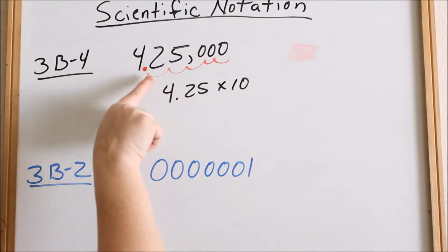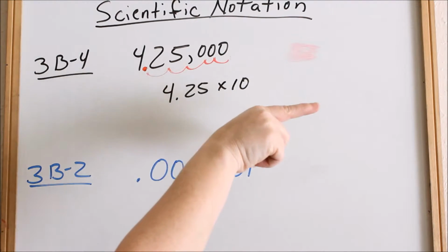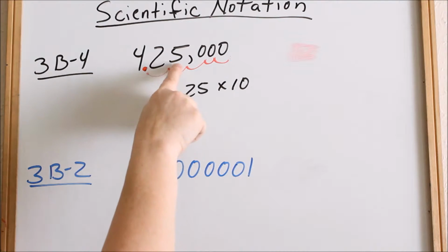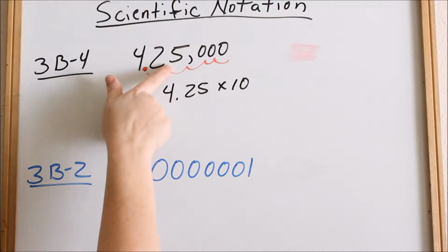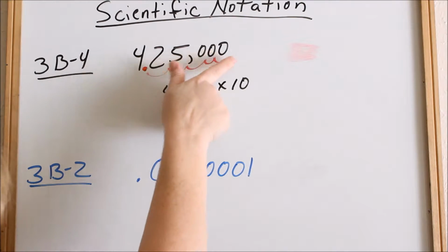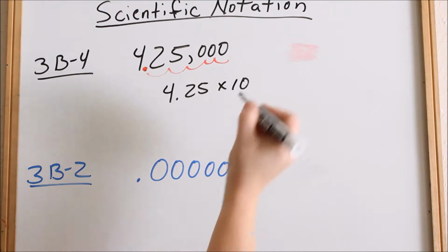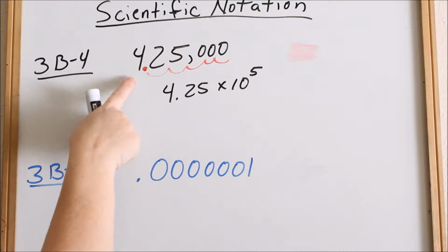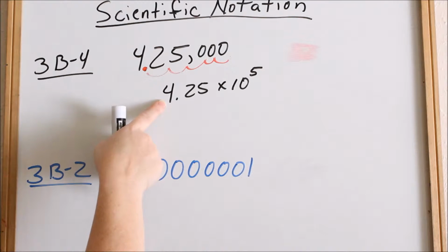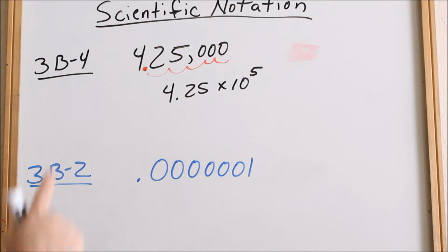That's the same thing as 12, okay? And we counted to the right. Right is always the positive direction. So large numbers will have positive exponents. So my exponent will be 1, 2, 3, 4, 5. So that will be 4.25 times 10 to the 5th. That's how you write 425,000 in scientific notation. And that was 3B4. Now let's look at 3B2.